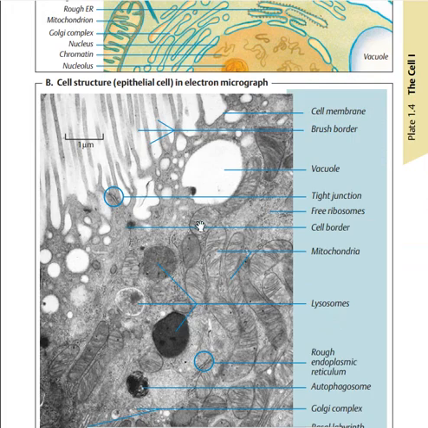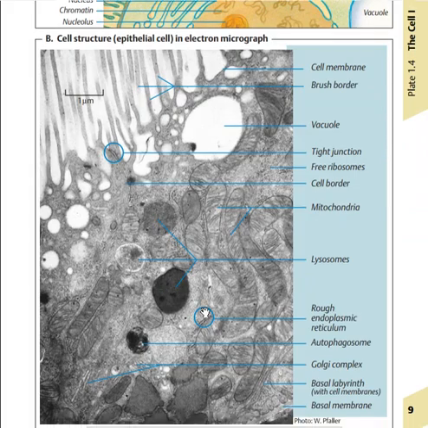So now we continue at this portion here. We have the cell border. Here you are going to have the mitochondria. At this position here, you are going to have the lysosomes. Here you have the rough endoplasmic reticulum. You have the autophagosomes, when the lysosomes have bound with vacuoles that contain food particles. And here we have Golgi complexes. Golgi complexes are going to be made up of Golgi vesicles and all that. And here we have the basal labyrinths, and here we have the basal membrane of the cell.